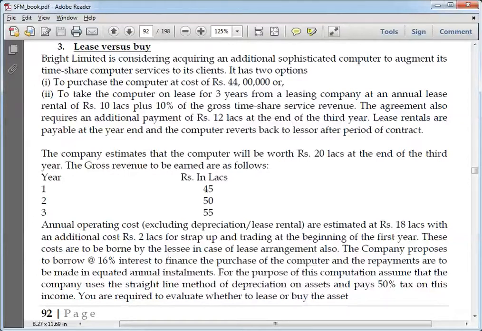Now what is the use of this information? There is some gross revenue, operating cost. I can buy the asset for 44 lakhs, or I can take it on lease for 3 years. Some rental information is there. What is the use of these revenues, operating cost? Where do I factor this? Or do I have to do a detailed calculation now because of this information?